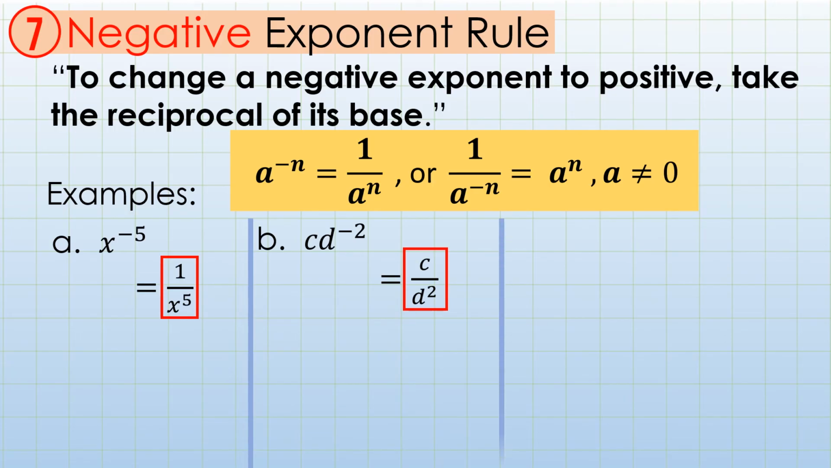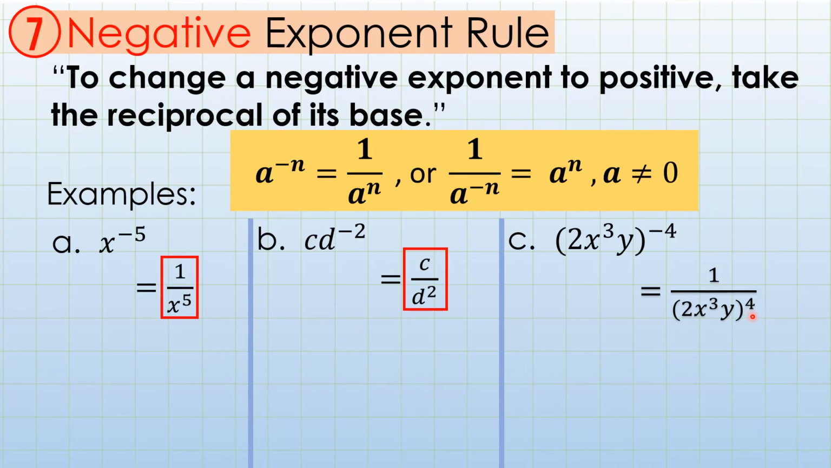Okay? C. The quantity 2x cubed y raised to negative 4. So, meron tayong parenthesis dyan, grouping symbol. Ibig sabihin, silang lahat makakatanggap ng negative 4 na exponent. Kunin mo lahat ng reciprocal niyan. Tapos yung negative 4, magiging 4 na.